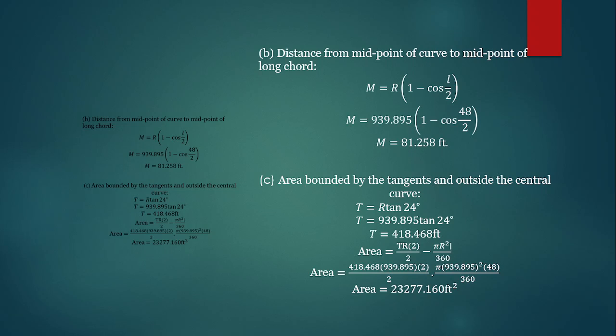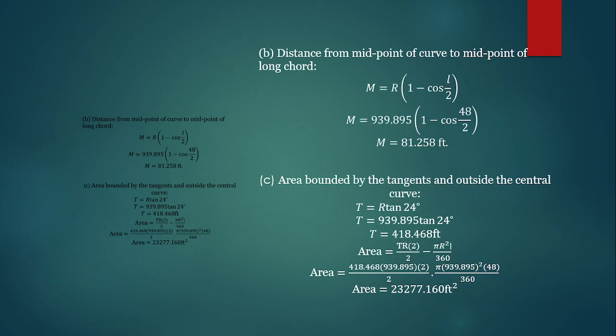So B, ito po yung dark portion po ay pareho lang naman itong white portion. So, ganoon din po. Papalitan lang natin ng R yung R natin since iba nga yung measurement. So, 939.895 times quantity 1 minus cosine of 48 over 2 resulting to M is equals to 81.258 feet.